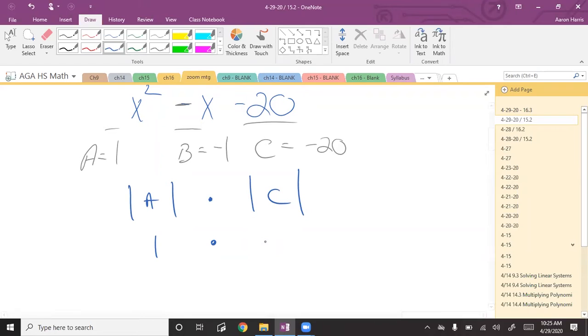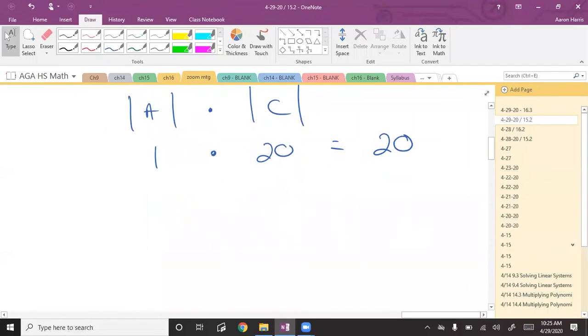C is equal to what? It's on the screen. What is C equal to? -20. So what's the absolute value of -20? 20. Yay. What is 1 times 20? 20. Nothing changed. So now we're going to do something called a factor list. Not a factor tree, but a factor list.